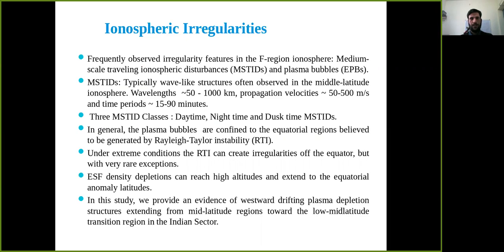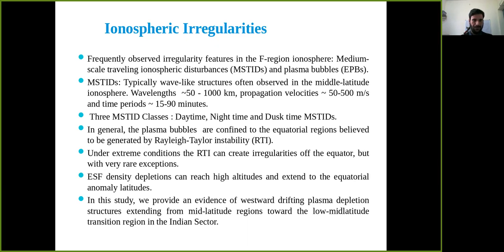The frequently observed irregularity features in the F-region ionosphere are the medium-scale traveling ionospheric disturbances, called MSTIDs, and the equatorial plasma bubbles, called EPBs. The MSTIDs are typically wave-like structures, often observed in the mid-latitude regions of the ionosphere, having wavelengths of the order of 50 to 1,000 kilometers, horizontal propagation velocities of 50 to 500 meters per second, and time periods of about 15 to 90 minutes. Based on the time of observation, we have three classes of MSTIDs: daytime, nighttime, and dusk time MSTIDs.